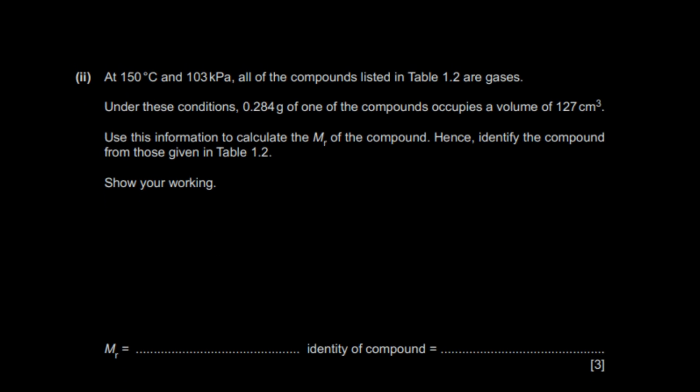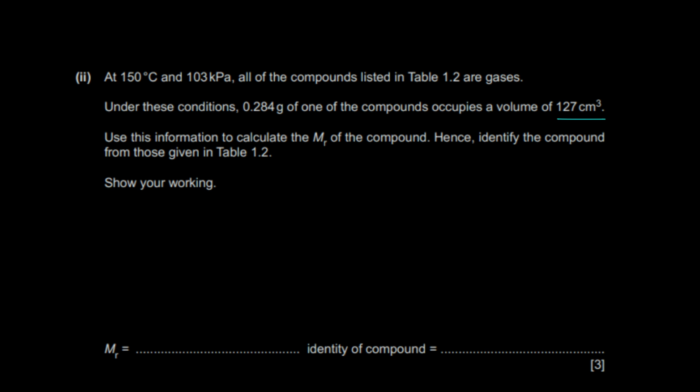Now, at 150 degrees Celsius and 103 kilopascals, all the compounds listed in table 1.2 are gases. Under these conditions, 0.284 grams of one of the compounds occupies a volume of 127 cm cube. Use this information to calculate the Mr of the compound, hence identify the compound from the table given in 1.2. Show your working. So it's pretty simple.